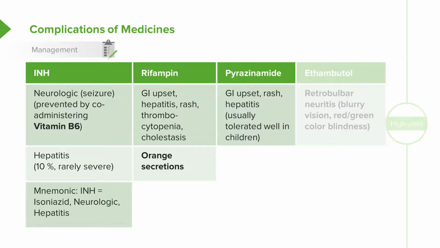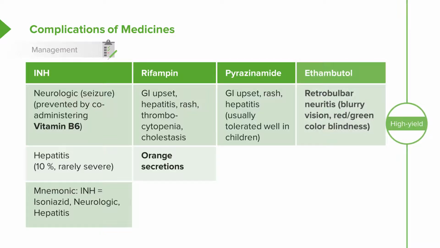For pyrazinamide, the drug is usually well tolerated in children, and the side effects are less unique. GI upset, rash, hepatitis. For ethambutol, the key one to remember is retrobulbar neuritis, blurry vision, and sometimes a red-green color blindness.